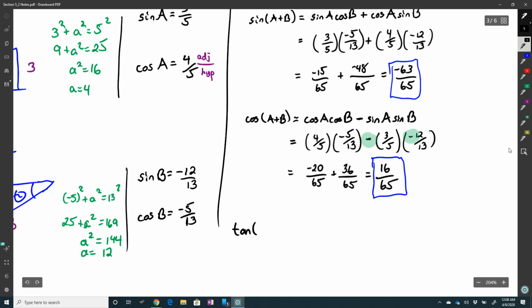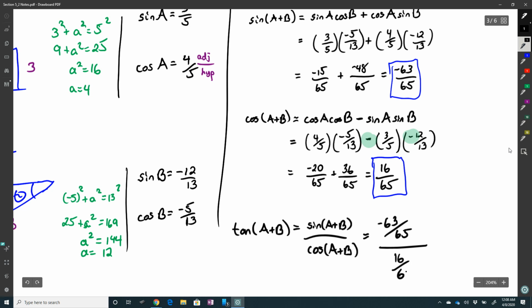So tangent of a plus b is just sine of a plus b over cosine of a plus b. Sine of a plus b is negative 63 over 65. Cosine of a plus b is 16 over 65. The 65s cancel out. If you want, you can use your calculator. Just be sure to put the denominator in parentheses. And then you end up with negative 63 over 16.